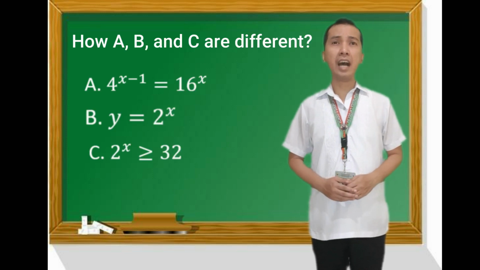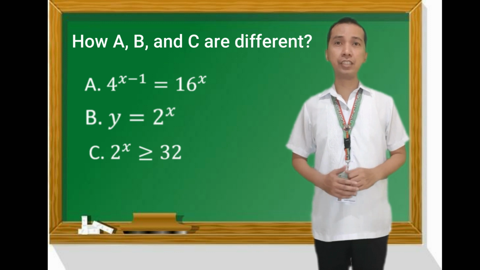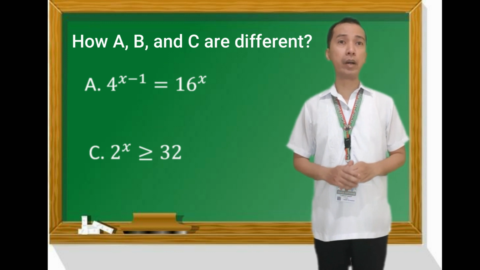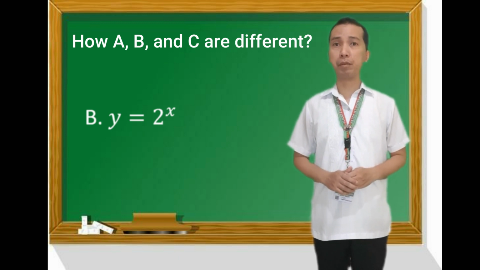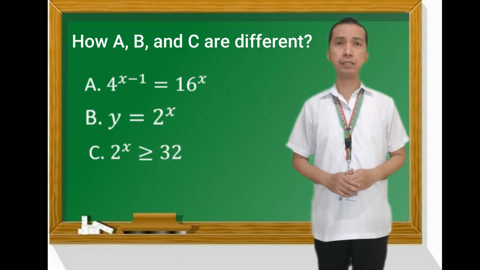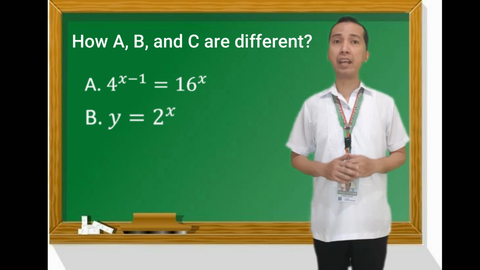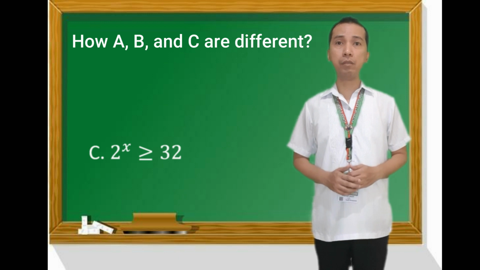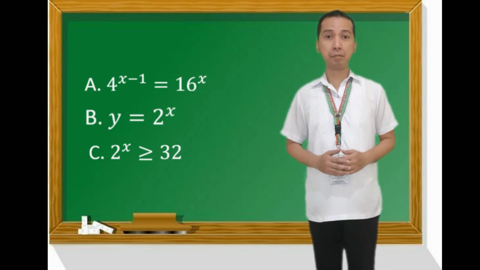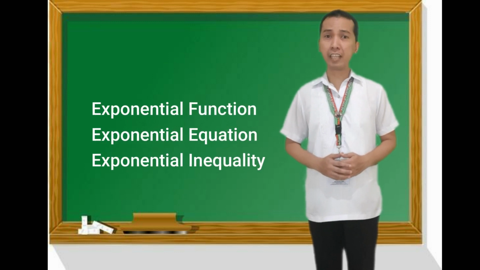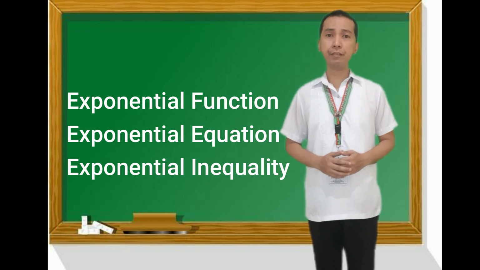Second question, how are A, B, and C different? Nice answer! A and C involve only one variable, but B expresses a relationship between two variables. Do you have another observation? Perfect! A and B involve an equality, but C involves an inequality. A, B, and C are examples of an exponential function, exponential equation, and exponential inequality. How do they differ from each other?